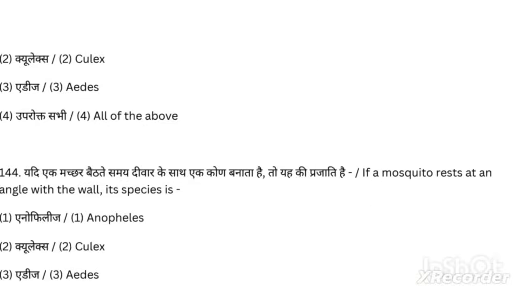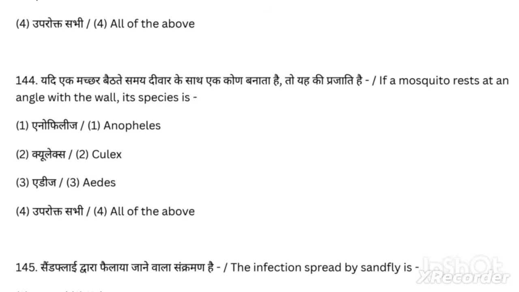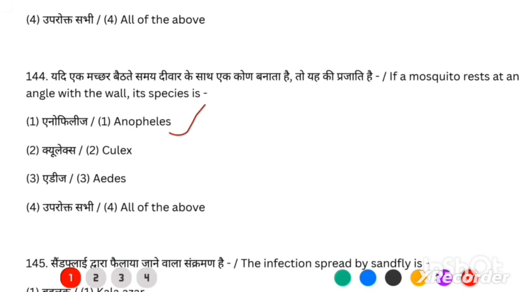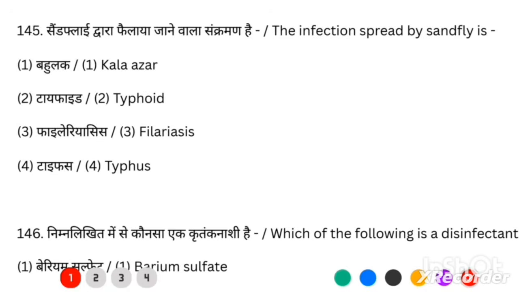Next question is, if a mosquito rests at an angle with the wall, its species is. So the correct answer is Anopheles. Anopheles rest at the 45 degree, while Culex and Aedes rest parallel to the wall. Next question is, the infection spread by sandfly is. So the correct answer is Kala Azar. It is also called as Leishmaniasis.